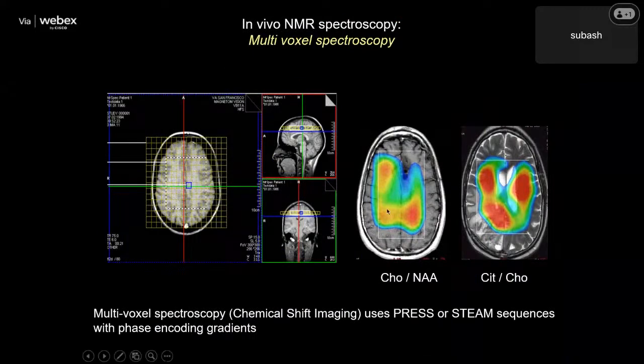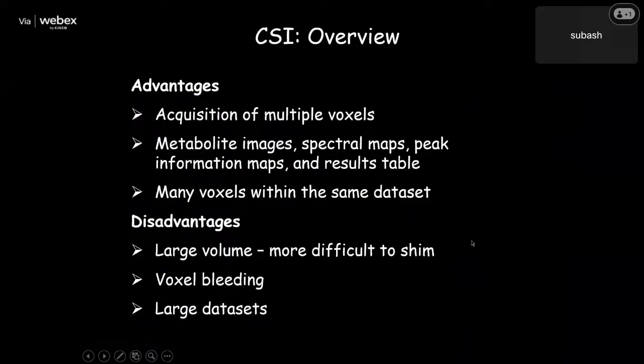This is citrate versus choline. This is the citrate metabolite, whose metabolic image has been reconstructed from the spectrum data. So you can see how high the citrate is in these regions. This is a special type of tumor where you see high citrate values.